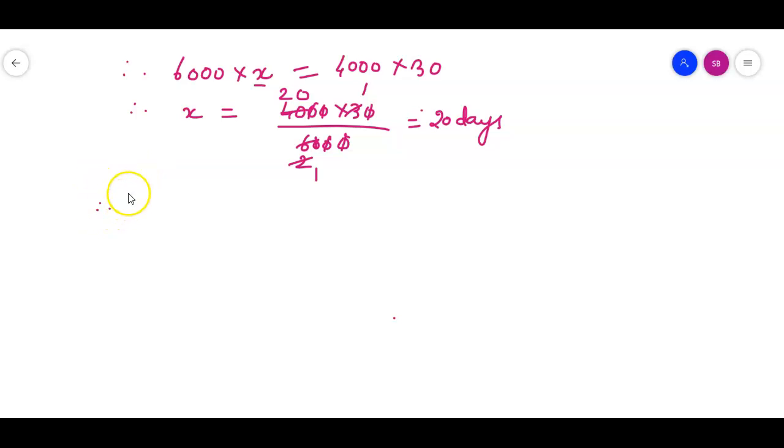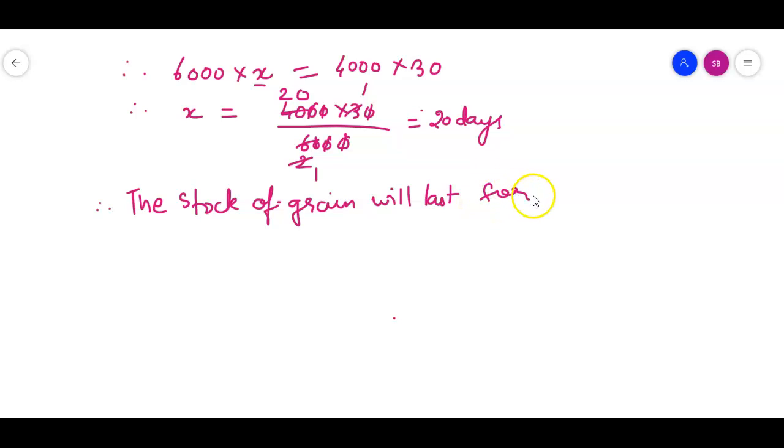So the answer we have to write is: the stock of grain will last for 20 days for 6,000 people. So with this we complete our practice set number 38 also.